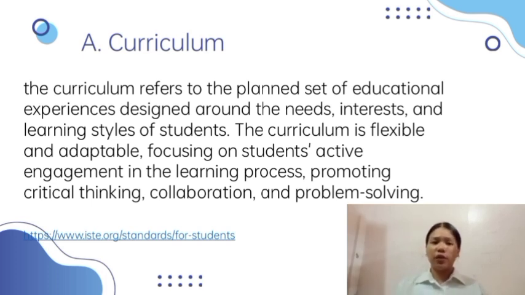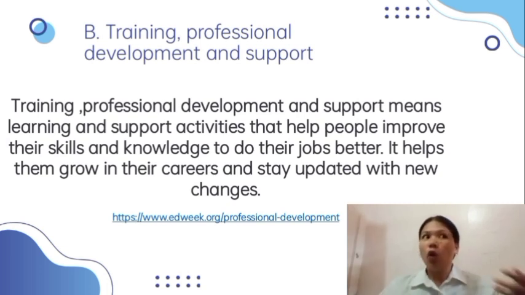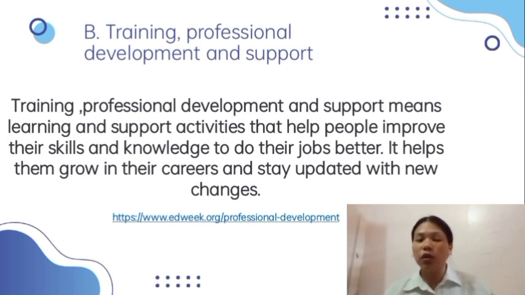Now let's proceed to the second, which is training, professional development, and support. Training helps people learn specific skills involved in their current job. For example, in teaching, we need to assess our lessons to help students in catering to their needs. Then second, we have professional development. It is a broader way to keep learning and growing in a career over time. It can include things like workshops, courses, and mentorship.